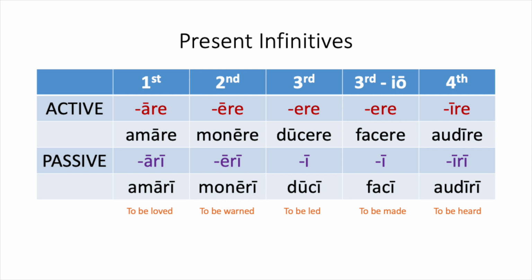For third and third-io, remember they're the same in the infinitive, so they're going to be the same in the passive infinitive. The short E is not strong enough to stick around, so that -ere totally disappears and it becomes dūcī, to be led, and fierī, to be made.